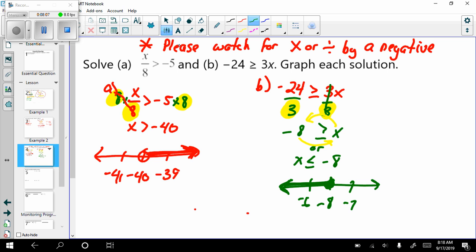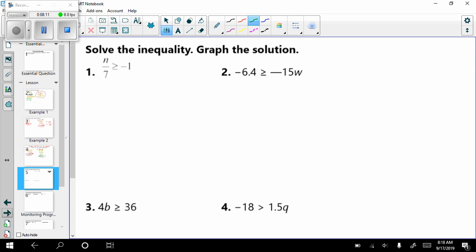So now let's deal with what happens when we have special solutions. I'm sorry, not special solutions, but when we are multiplying or dividing by a negative. Skip number 1. I don't think you even have it. You might, but let's skip it. Let's jump right to number 2. I need to isolate the w, so here we go. I am dividing by a negative 15.